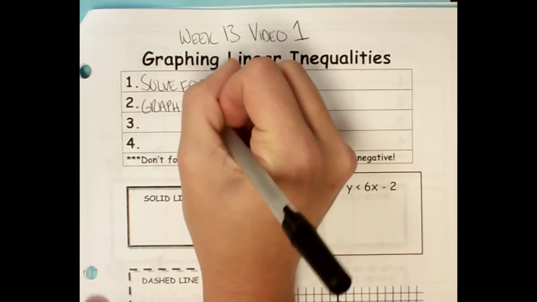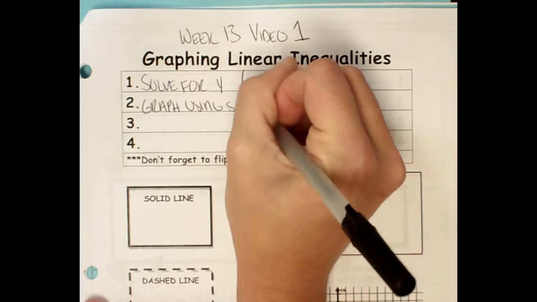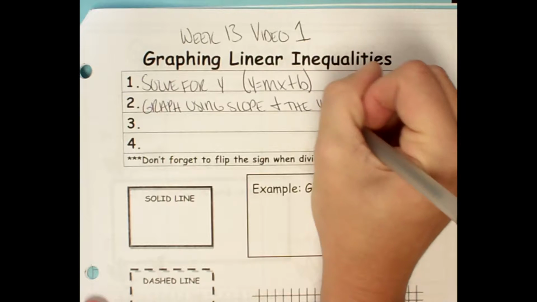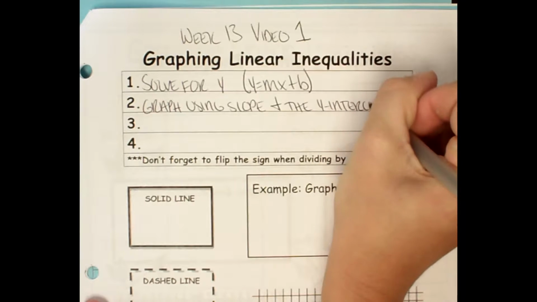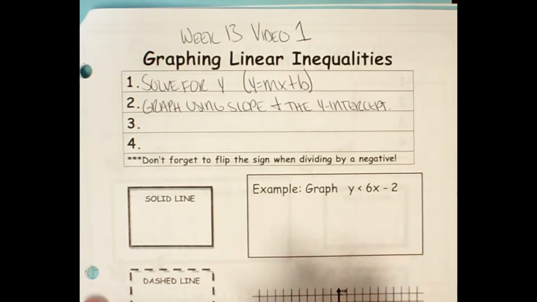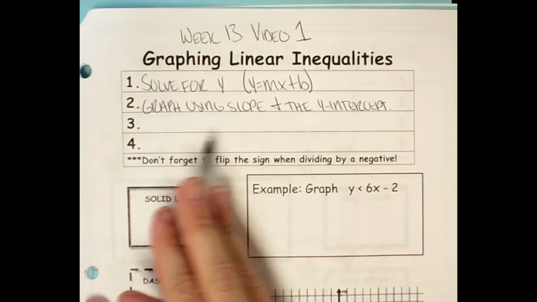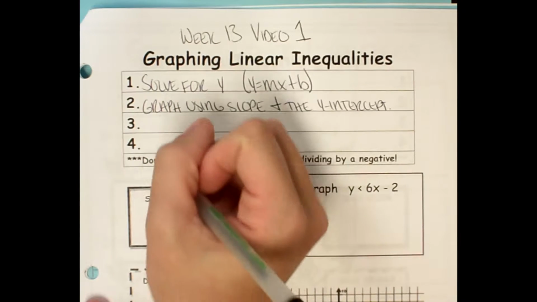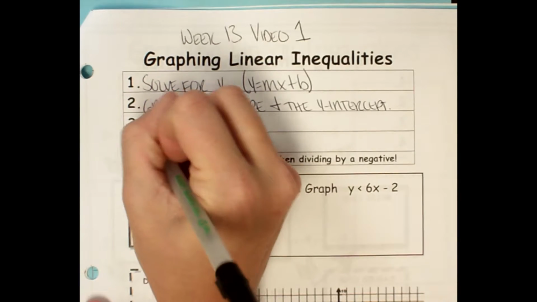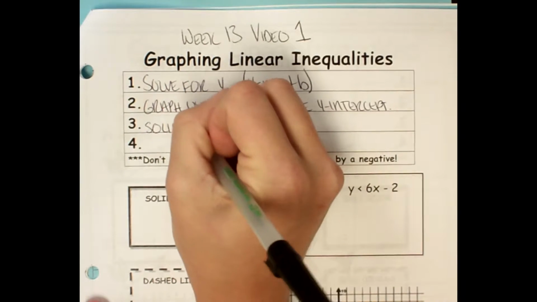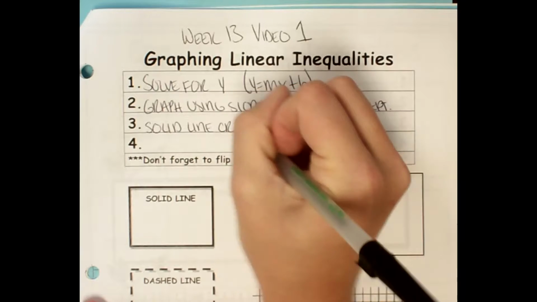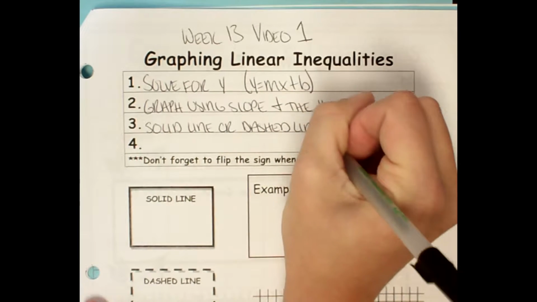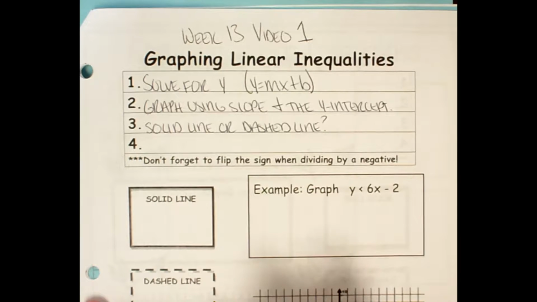using slope and the y-intercept. So solve for y, then you want to graph using your slope and y-intercept. And now that it's an inequality, when you graph it, you need to decide, are we using a solid line or a dashed line? What does our inequality tell us?